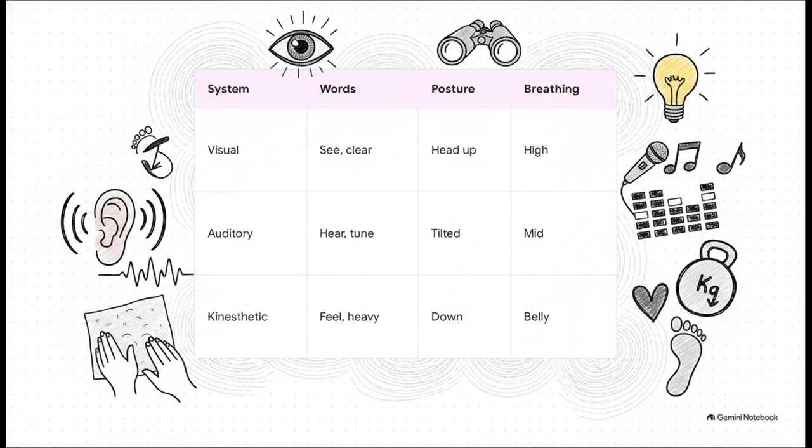Then you have auditory people, who process via sound. They'll use words like hear, tune, or loud. They'll often tilt their heads, almost like they're listening closely, lean forward, and have a more rhythmic, mid-chest breathing pattern.